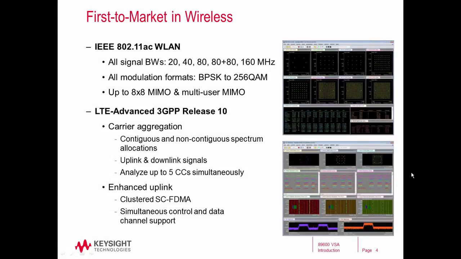In the commercial wireless industry in particular, the standards are continuing to evolve very quickly. Here we're showing some of the key features from two of the latest, 802.11ac and LTE Advanced. The VSA software has comprehensive coverage for both of these new evolving standard formats. For 802.11ac, we cover all of the bandwidth options, all of the modulation formats, and up to 8x8 MIMO and multi-user MIMO. For LTE Advanced, we cover the latest in carrier aggregation, contiguous and non-contiguous spectrum allocations, both uplink and downlink. Also, we can analyze up to 5 component carriers simultaneously.